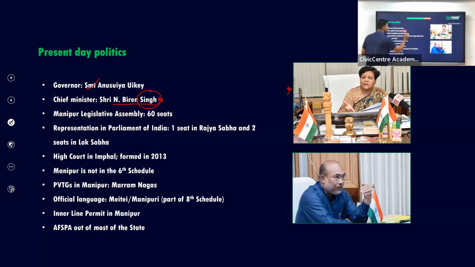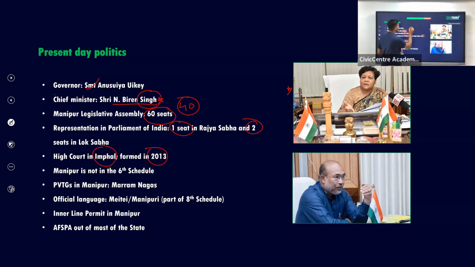Very importantly, Manipur Legislative Assembly, how many seats? 60 seats. In that, almost 40 are with Meiteis. Okay, so almost 2/3 are with Meiteis. So they are politically powerful. We should know. Politically strong, politically powerful. They have one Rajya Sabha member. They have 2 Lok Sabha members. Clear? A very small state. It has its own high court. Very important. It is a northeastern state with its own high court in Imphal, but a very new one. Just formed 10 years back in 2013.